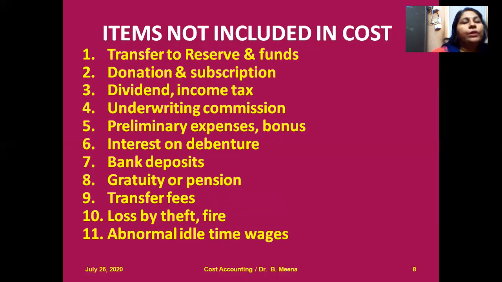And next, I want to discuss with you what items are to be excluded in the cost sheet. So look at the examples: transfer to reserve funds, donation or subscription, dividend and income tax, underwriting commission, preliminary expenses, bonus, interest on debenture, bank deposit, gratuity or pension, transfer fees, loss by theft, loss due to fire, abnormal idle time wages. So these are all the expenses or incomes which we need to exclude when we are preparing the cost sheet.